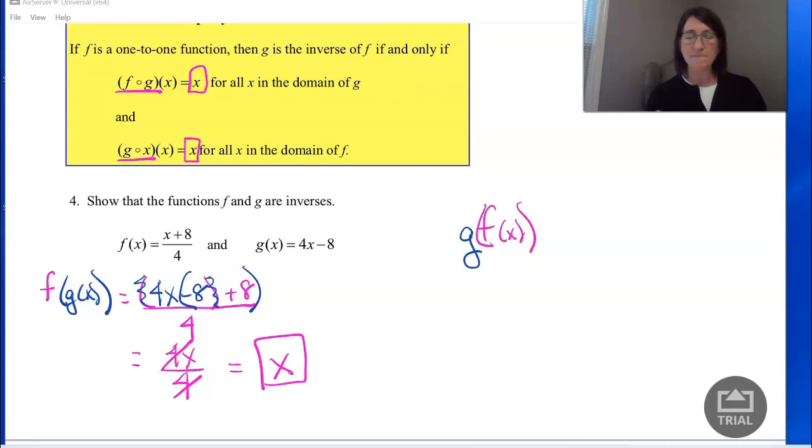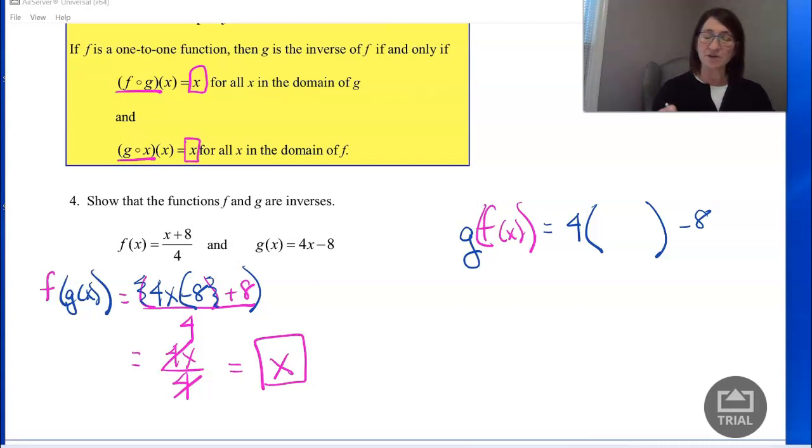Okay, and so that's going to be, I'm going to take my g function 4 times, I'm going to put parentheses, minus 8. Then I'm going to drop in that f function, x plus 8 over 4. Now I can go ahead and reduce.